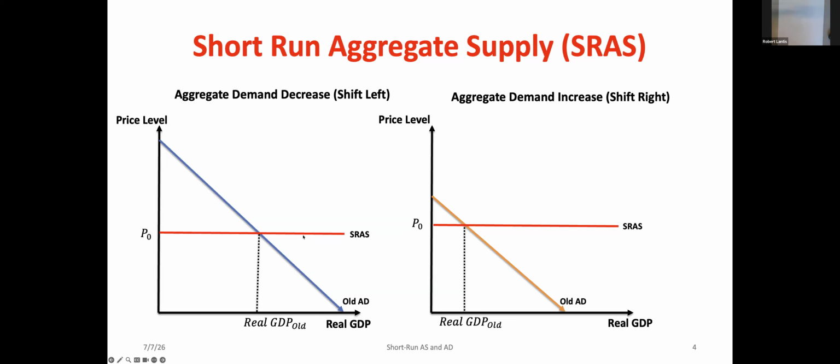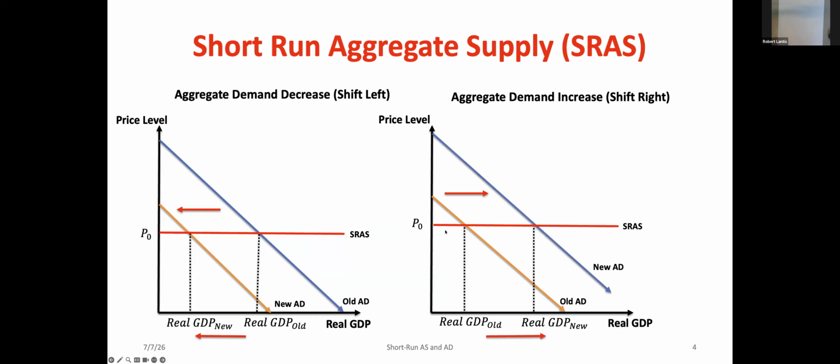So if my price level is constant, well, then if I saw an aggregate demand decrease, I can't respond right away, or prices don't respond right away. We actually would see real GDP decrease. And if I saw aggregate demand increase, if prices were completely sticky, we would see real GDP increase. So this is going to be the Keynesian model.